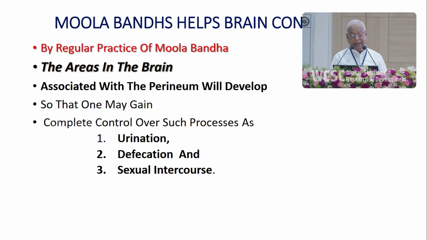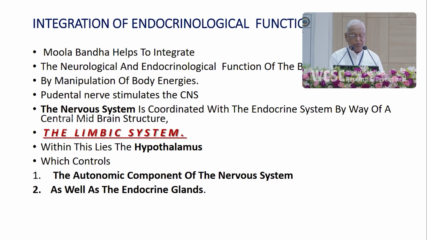So we are recreating the perineal area in the brain, so that one may gain complete control over urination, defecation and sexual intercourse. So here, let us see how this Mulabandha connects through the neuroendocrine pathway. Here the nervous system is coordinated with the endocrine system by way of a central midbrain structure, that is the limbic system, and Mulabandha primarily stimulates the pudendal nerve.